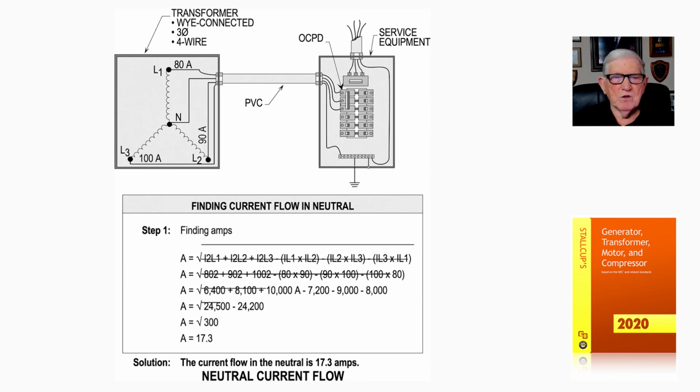So that's what your figure 7-6 is illustrating, how you would determine the current flow on the neutral based upon the current values on L1, L2, and L3.